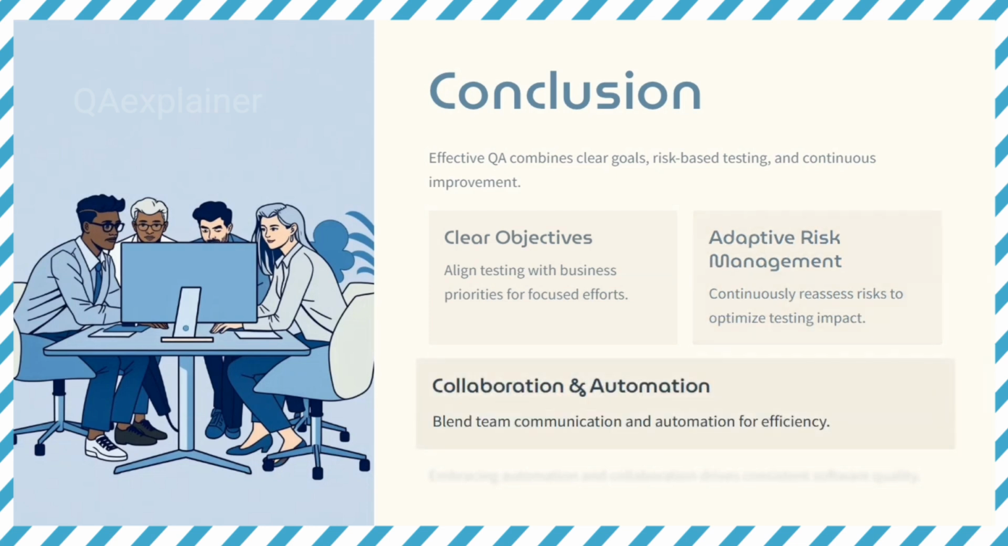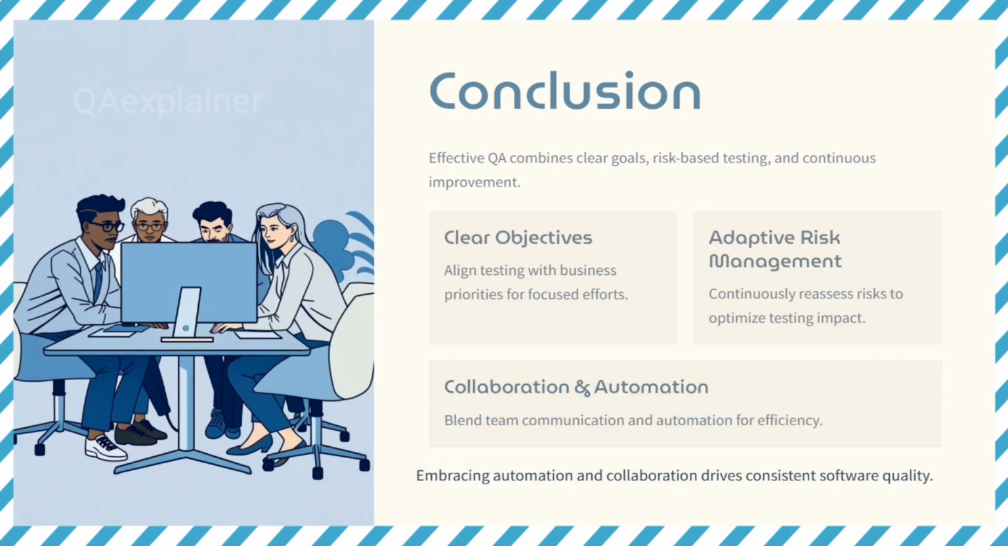And another is collaboration and automation. We need to do in-team and cross-team collaboration, which is very helpful. And automation we need for better efficiency. Here we are embracing automation and collaboration, which drive consistent software quality. That is what we need to ensure. So I think this video gives you a proper understanding of QA practice.